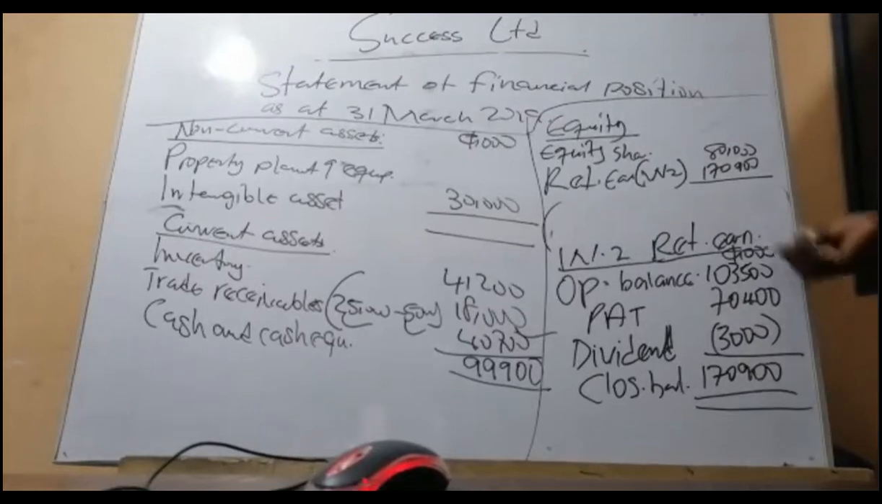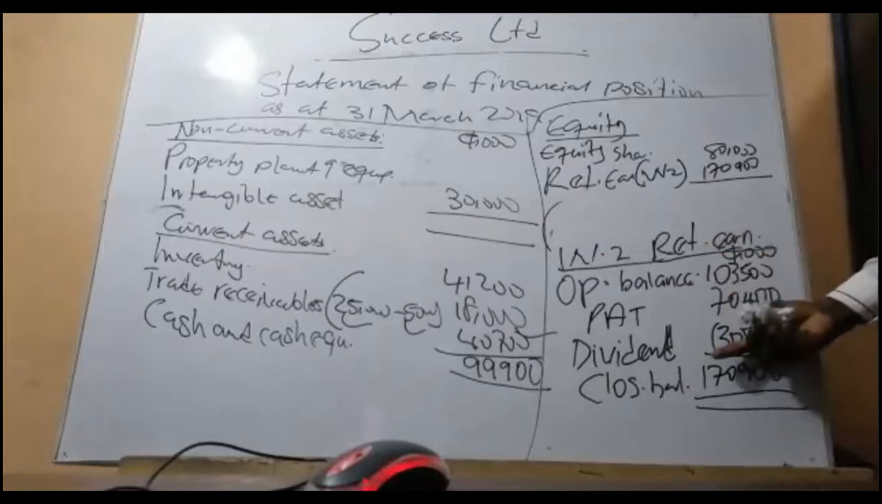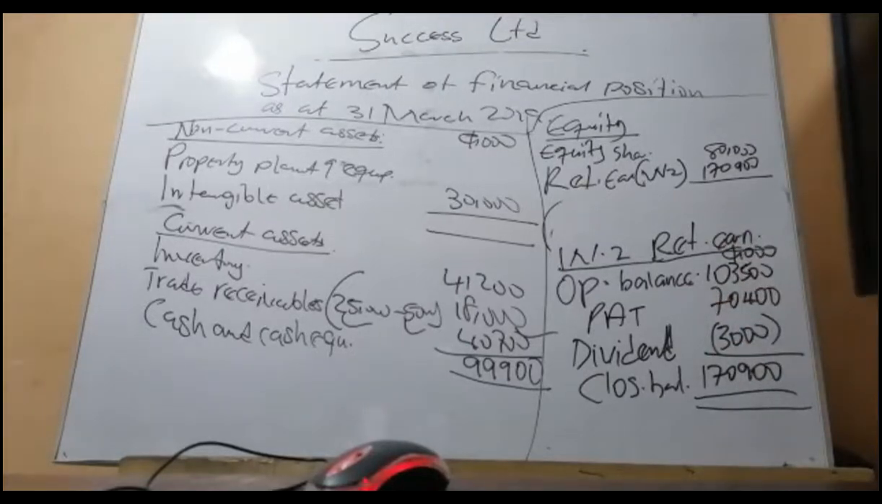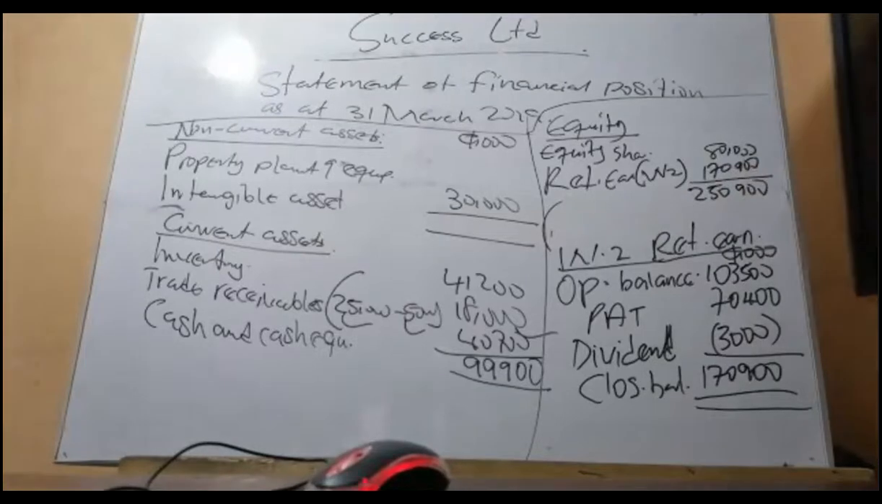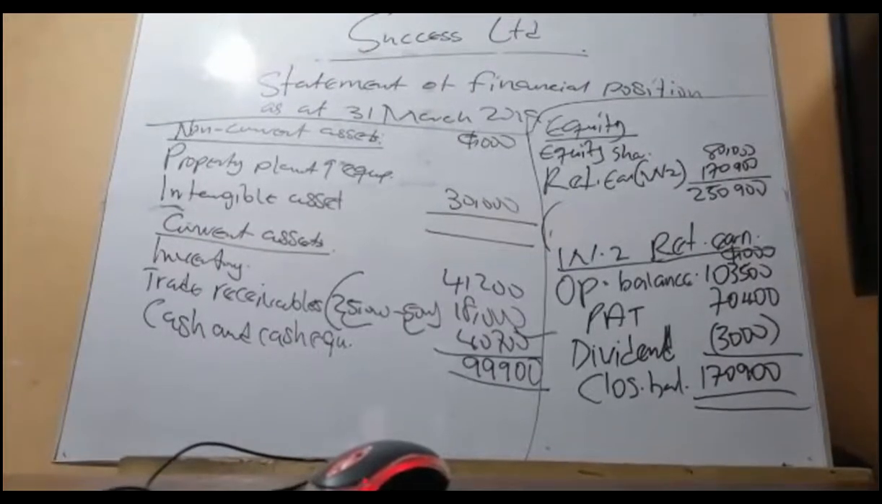So I'll take this section off. Kindly jot down the workings and you'll be fine. So the total is 250,900. That's good. 250,900. So from equity, where do you go to?